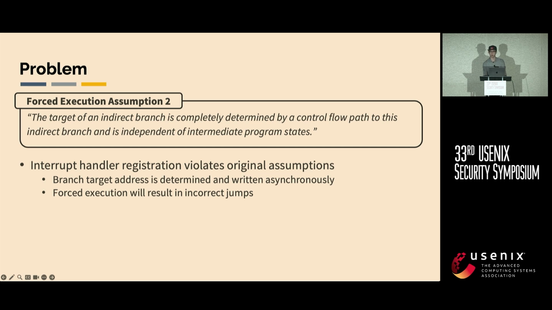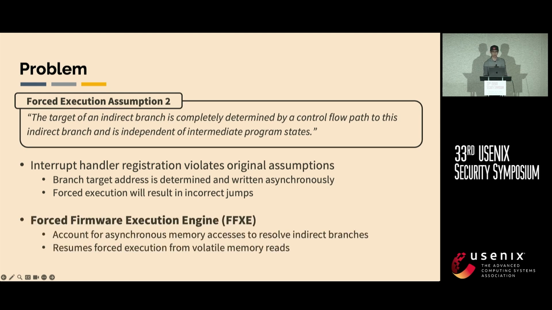But there is a problem with the original algorithm as presented. The assumption here is that the indirect branch, or most indirect branches, are completely determined by a control flow path to this indirect branch. The interrupt handler pattern kind of violates this because, as we saw, the actual target of the branch is calculated and saved in a different thread from where it's called. So if you try to run a forced execution as normal, you'll end up jumping to, well, probably 0, which is not what we want.